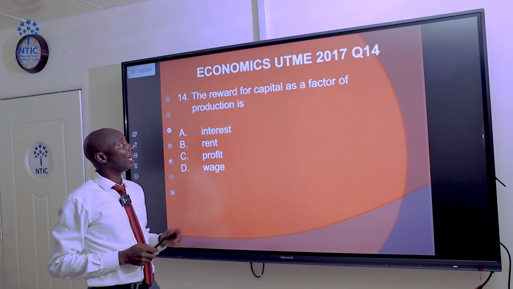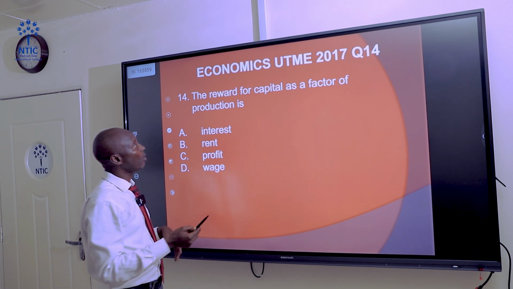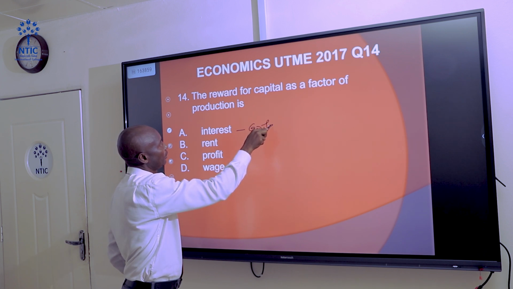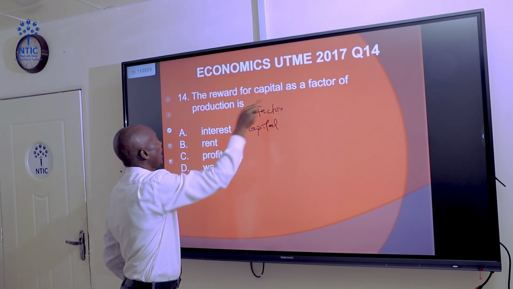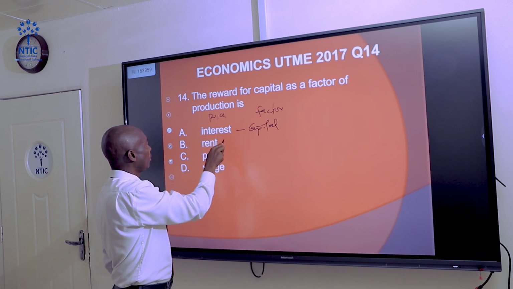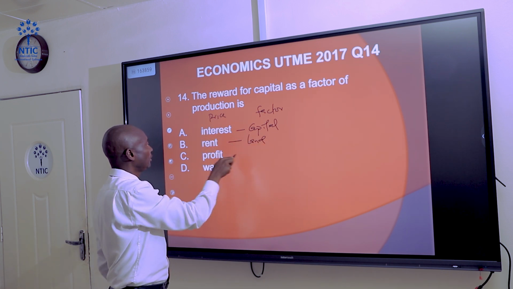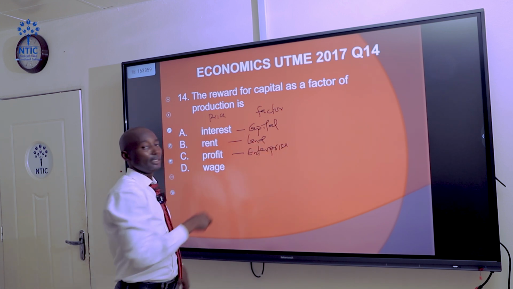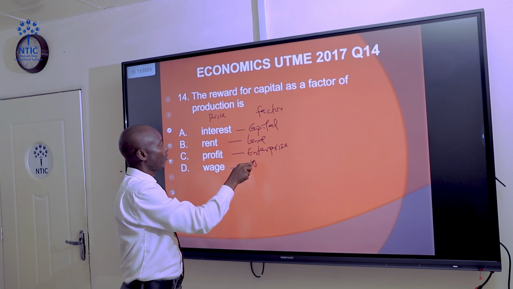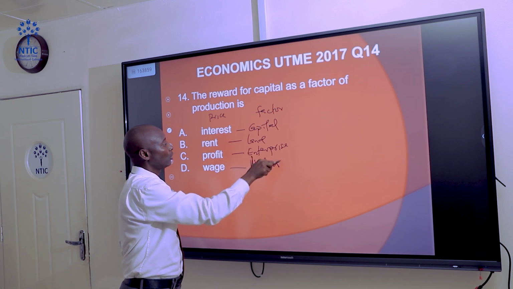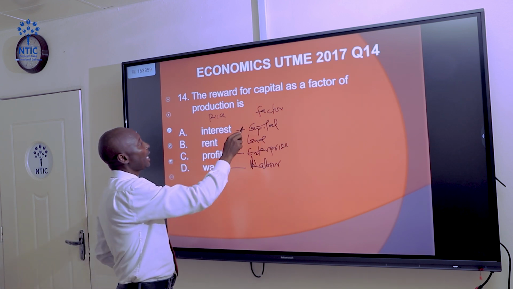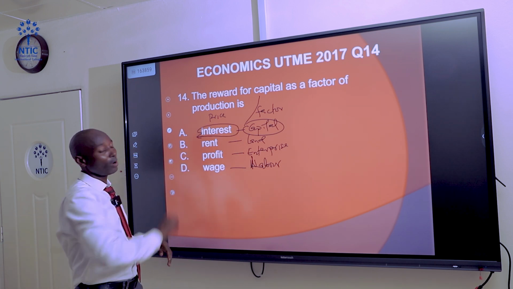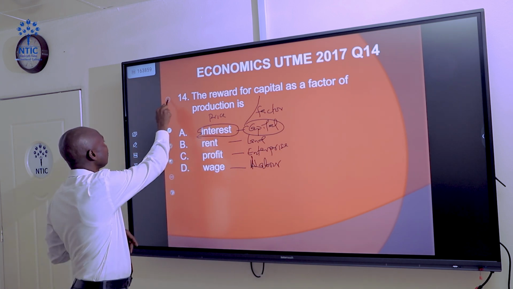The reward for capital as a factor of production is what? Let's look at others. The interest is capital. This is the factor, and this is the price. So rent, we pay rent on land. Profits for enterprise. Then the last one, wage for what? For labor. So here we could see vividly, capital is the factor and the reward paid is interest. So our answer is interest, A.